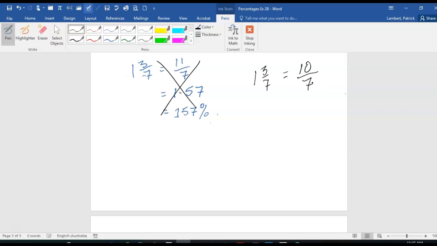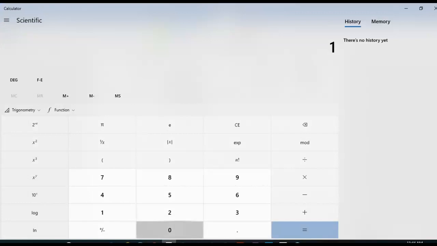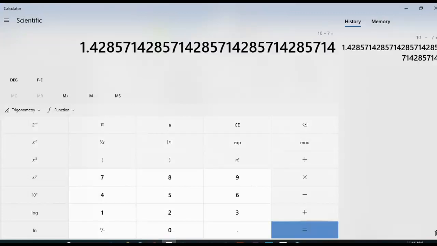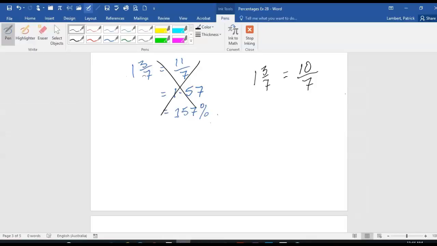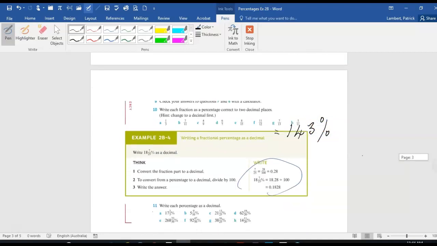Okay, so let's go to the calculator. 10 divided by 7. So we've got 1.428 or 1.43. To go back to our table, that equals 1.43. So then multiply that by 100 becomes 143%. Sorry for the mistake there. So we'll keep moving now.